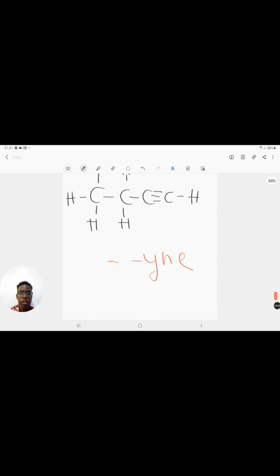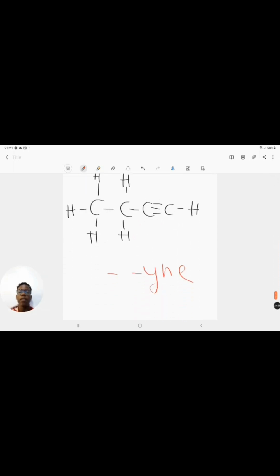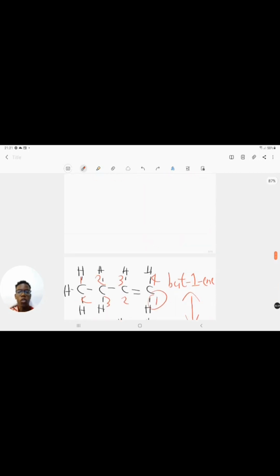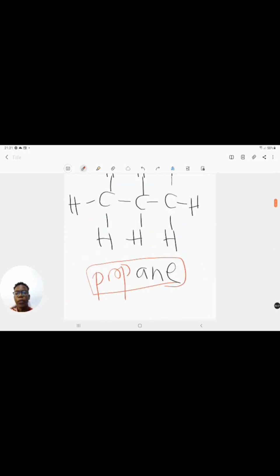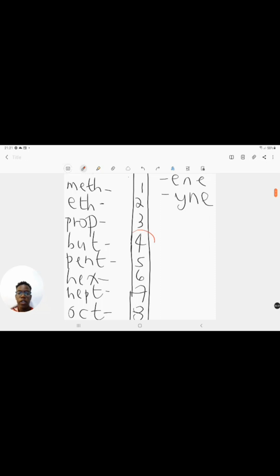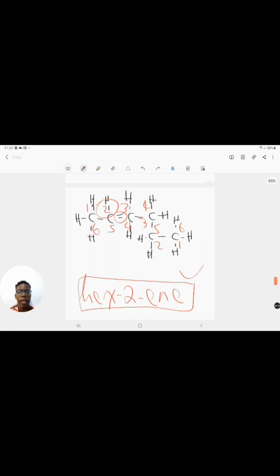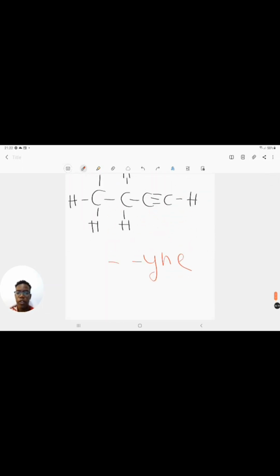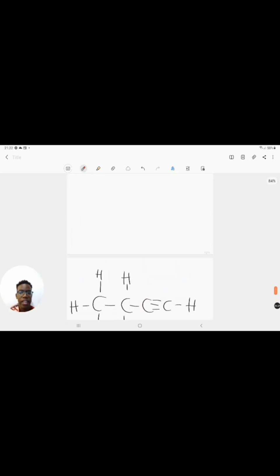What is the first part? The first part is given to me by the number of carbon atoms. How many carbon atoms do I have? Got 1, 2, 3, 4 carbon atoms. Since I've got 4 carbon atoms, I go to my table and I look for 4. Here's my table up here. Then there's my 4 there. My 4 corresponds to my bute, right? So I'm going to go back down there and I'm going to say the first part is bute because it has 4 carbon atoms.